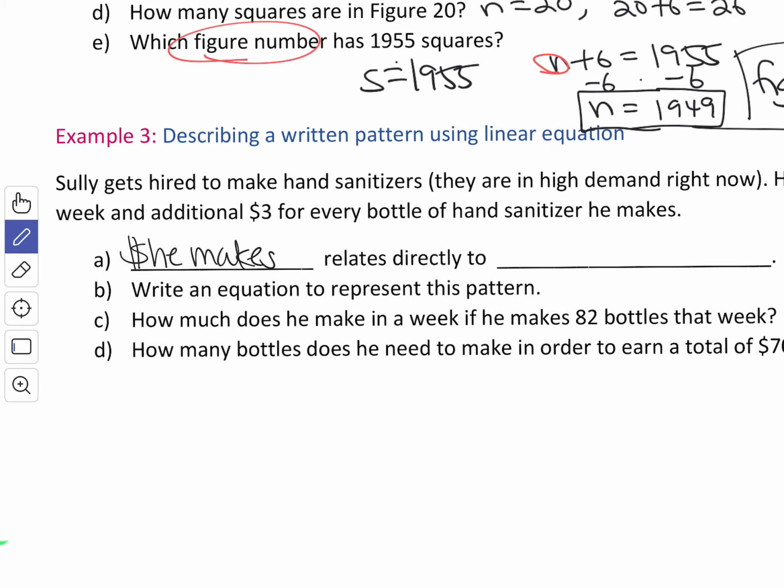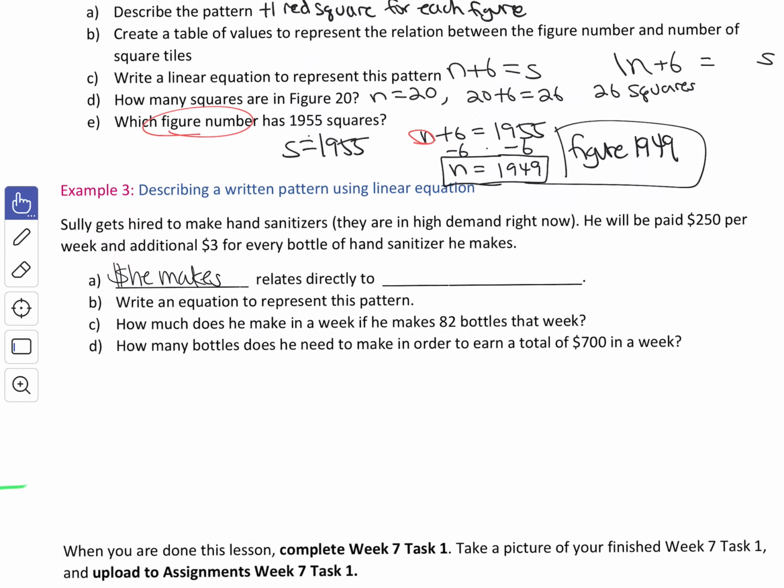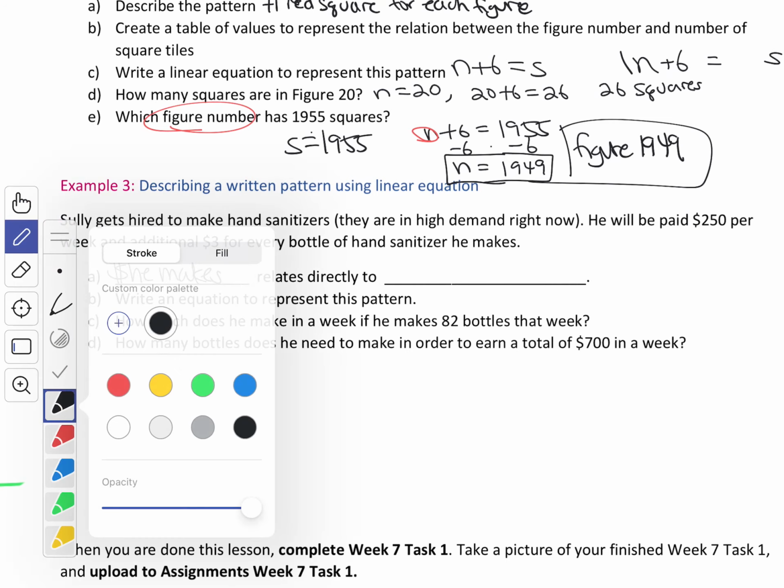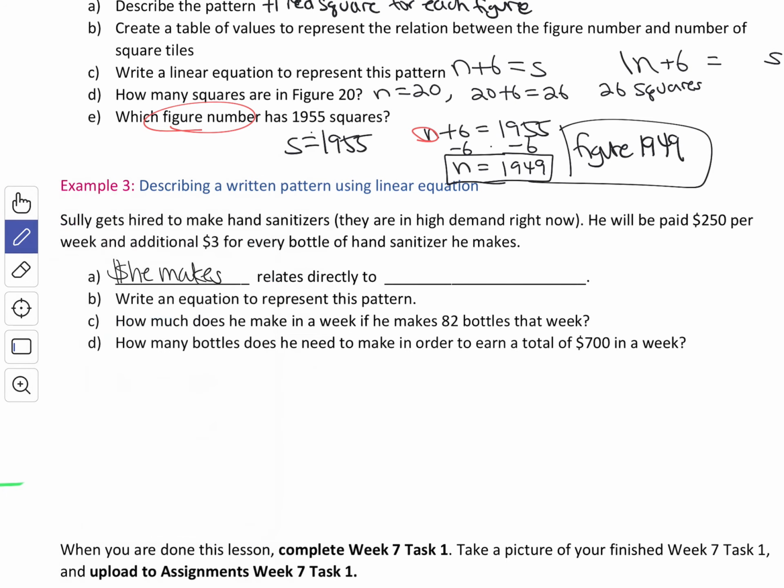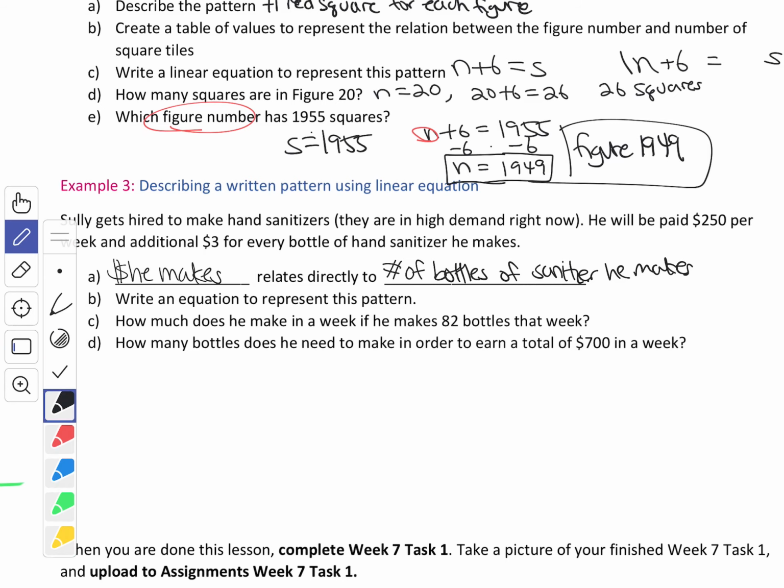Okay, so the money he makes relates directly to, okay, what does it relate to? Okay, what determines how much he's gonna make in a week? Okay, he's gonna get paid $250 for sure, but he's also gonna be paid more for the number of bottles he makes. So it relates directly to the number of bottles of sanitizer he makes. Those are the two things that we're going to compare.